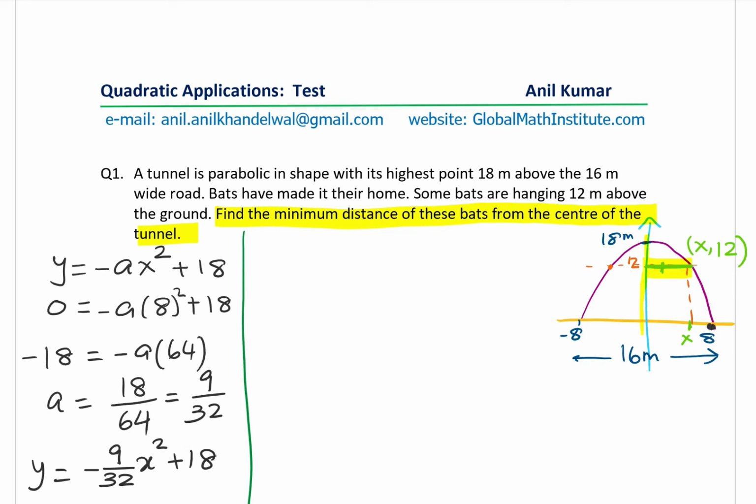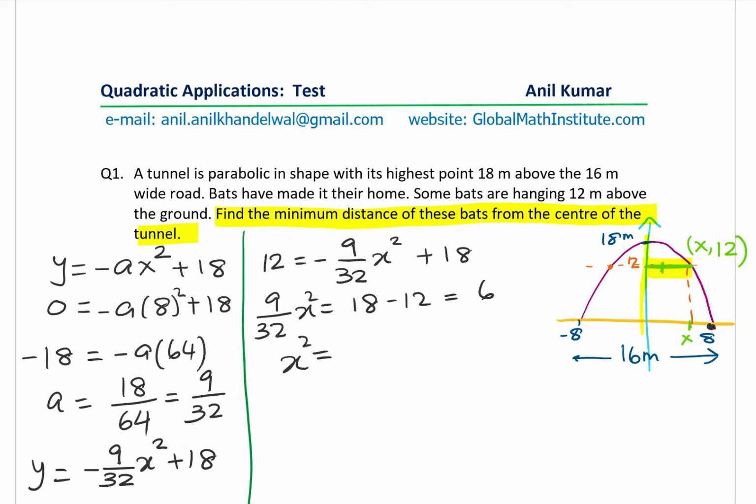Correct? So let's substitute the value of y as 12 in our equation, which is y equals minus 9 over 32 x squared plus 18, and now solve for x. So we can now bring this 9 over 32 to the left side along with x squared, and 18 minus 12, which is 6, on the right side. So x squared will be equal to 6 times 32 over 9, which you can simplify. Dividing by 3, we get 2 and 3. Or you can write this as x squared equal to 64 over 3.